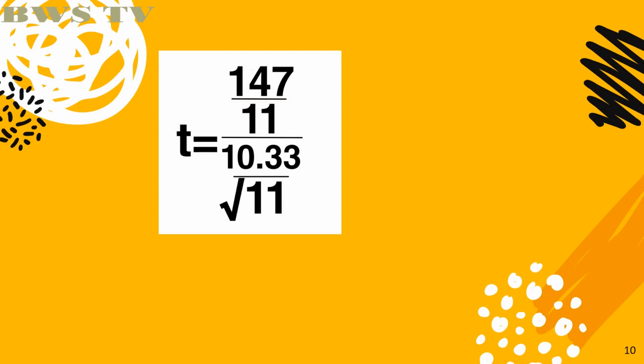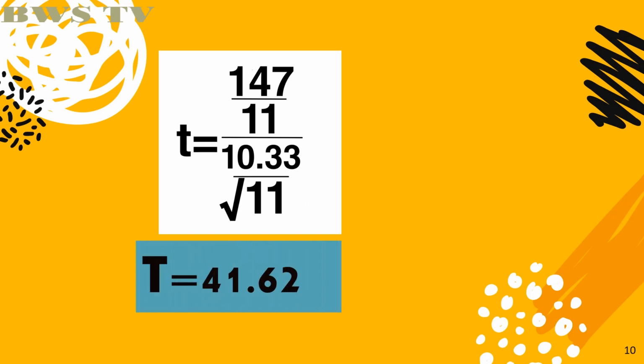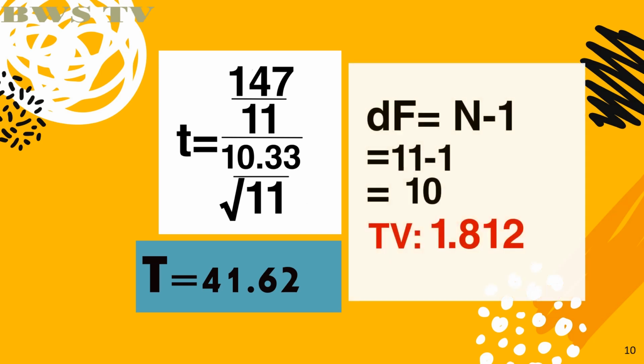Now we already have the value of the SD, which is 10.33. Now divide this 147 divided by 11 and divide it by 10.33 divided by the square root of 11. And we now have the value of t, which is 41.62. Now we can find the degrees of freedom using this formula. N minus 1. 11 minus 1 equals 10, in which you need to find the 10th row of your table, which is 1.812.